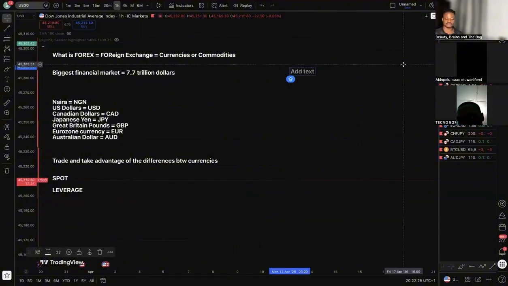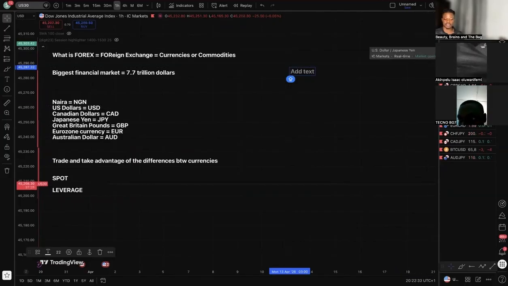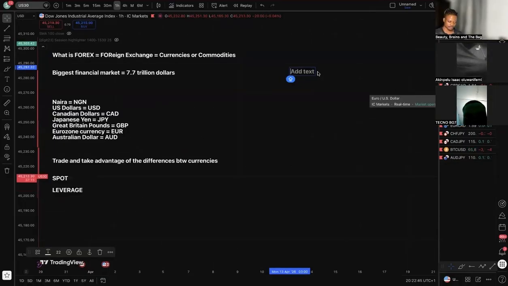If you look at the right-hand side of my screen, this is TradingView, by the way, you will notice something. You can see USD, you can see USD CAD, you can see GBP and all of those things. You can see Euro USD. All currencies are in pairs. Euro and USD.